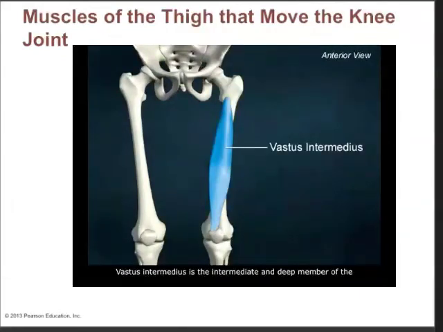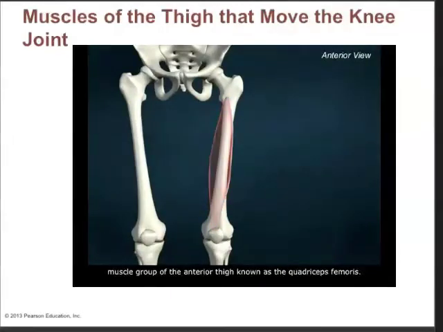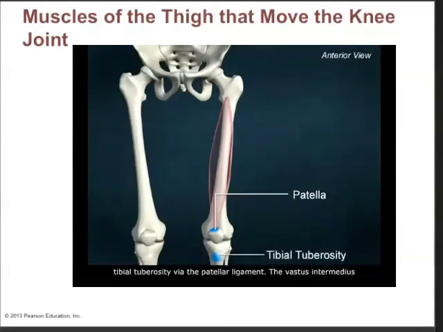Vastus intermedius is the intermediate and deep member of the muscle group of the anterior thigh, known as the quadriceps femoris. The origins of vastus intermedius are from the anterior and lateral surfaces of the shaft of the femur. The fibers run inferiorly to insert onto the deep part of the superior border of the patella and to the tibial tuberosity via the patellar ligament.